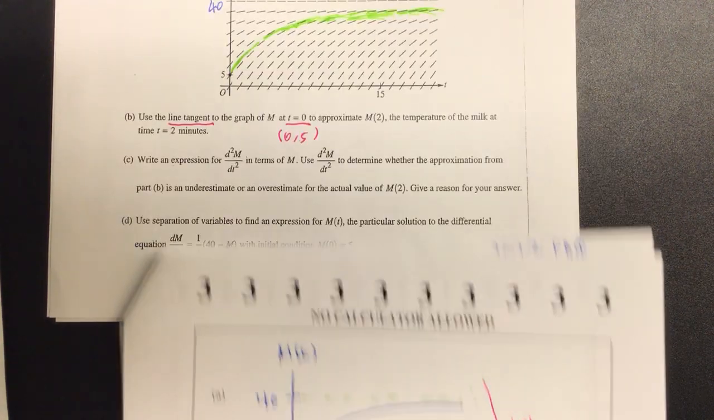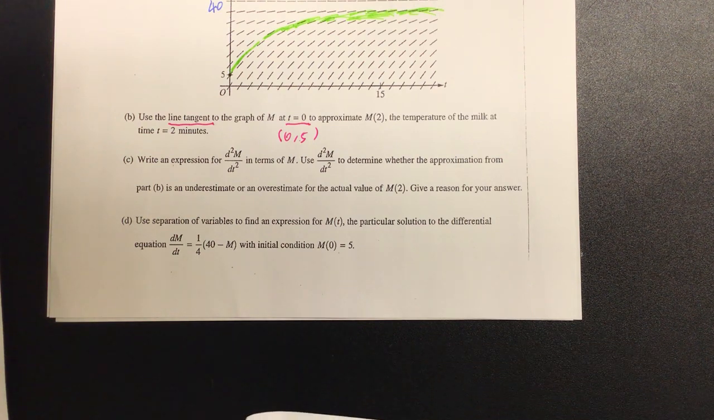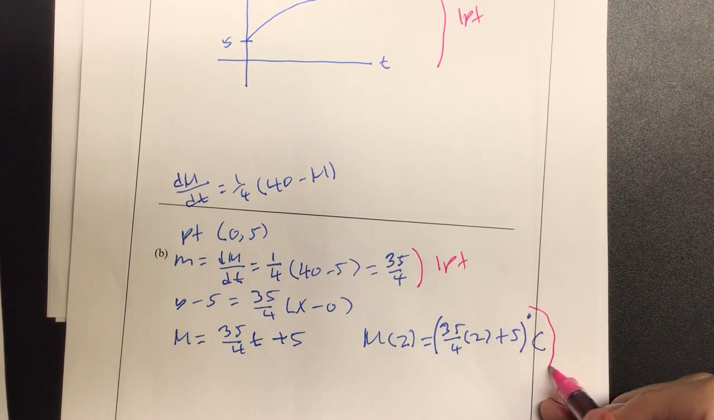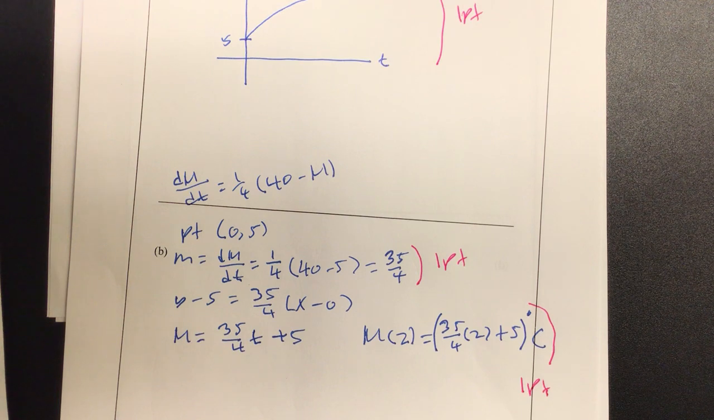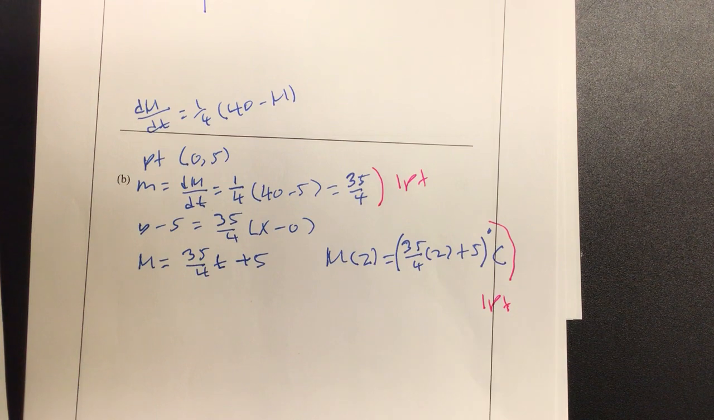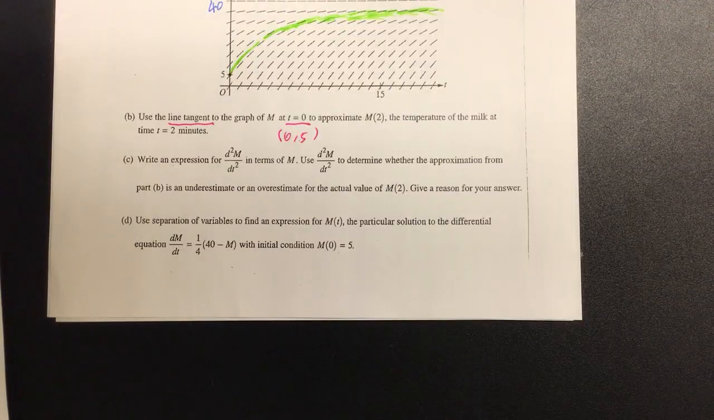And let's see what they asked us to do. It says, use a line tangent, and we did all that. Okay, so this right here is going to give you 1 point. If you want to be elaborate and write approximate m of 2 is equal to this, that's up to you, okay? But we have answered every part of it. So if you can get to that, put a check next to it. Let's go to C.